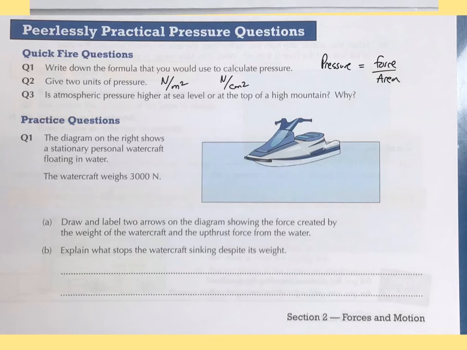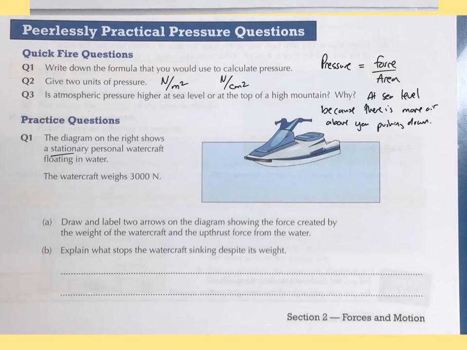Is atmospheric pressure higher at sea level or atop a mountain? Why? So it's higher at sea level, quite simply because there's more air above you pushing down. That's why you have pressure. So we just put here, there's more air above you pushing down. So more air molecules or particles above you pushing down on top of you.